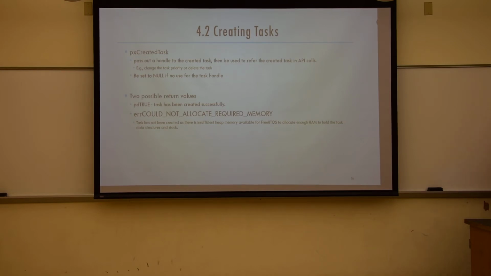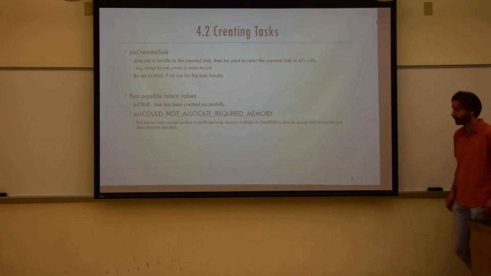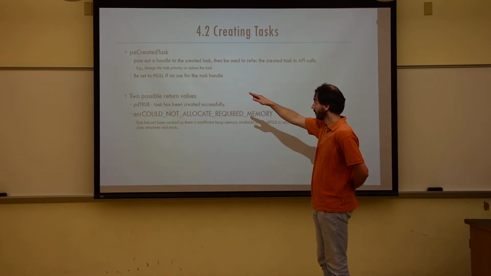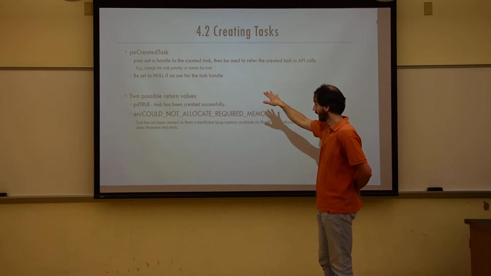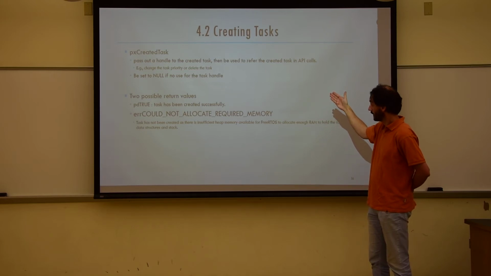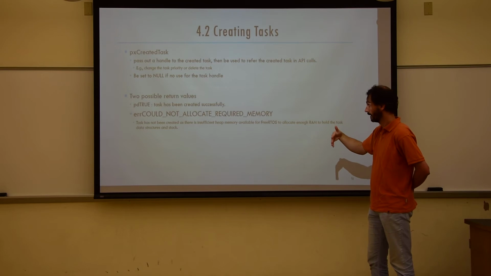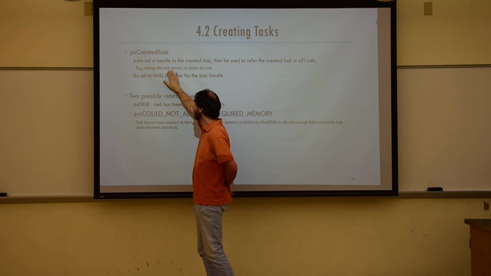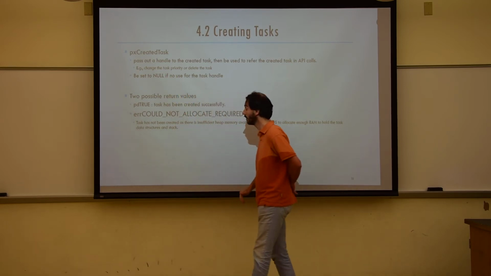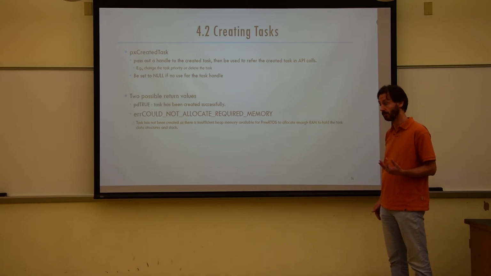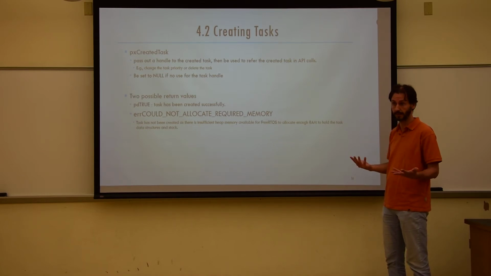So let's have a look at how tasks are created then. When you do a xTaskCreate, it passes out a handle to the created task. That can also be used to refer to the created task in any other piece of the program. For example, you can then change the task priority if you wanted to. You can do some of your own management of those priorities as well. But of course, FreeRTOS is really built for static priorities and so forth.